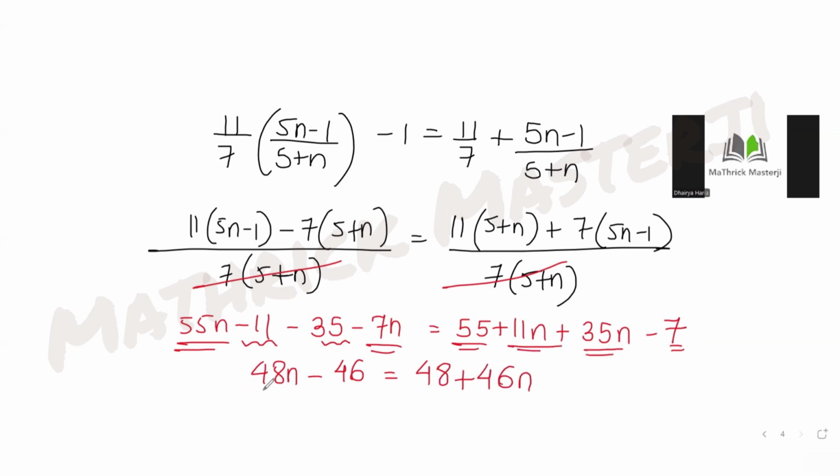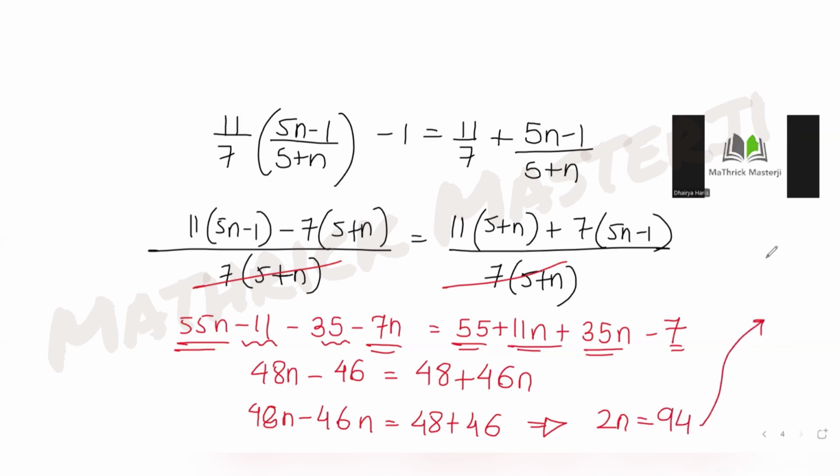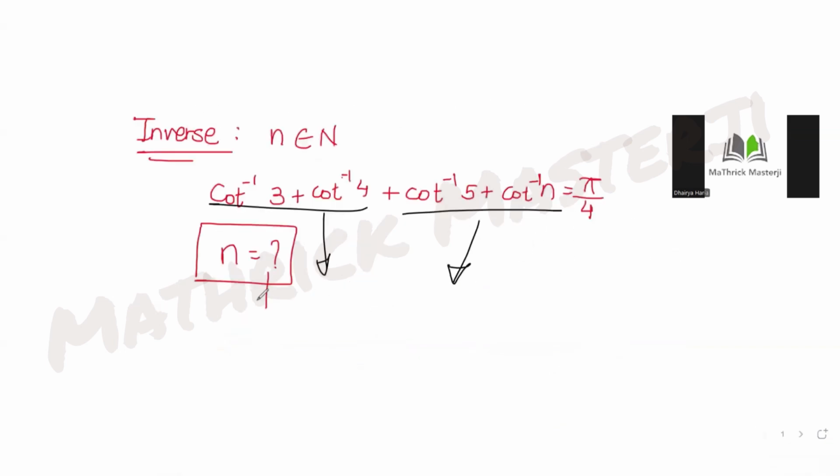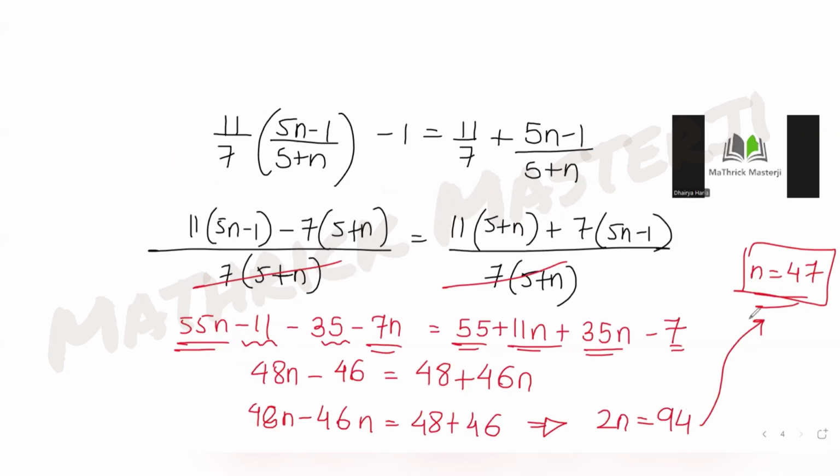Further solving, I get 48n minus 46n equals 48 plus 46. So 2n equals 94, and n is 94 over 2, which is 47. The question was asking me to figure out the value of n, and I got the value of n as 47. So that is the answer for the question asked to us.